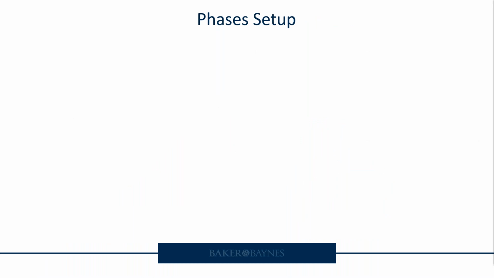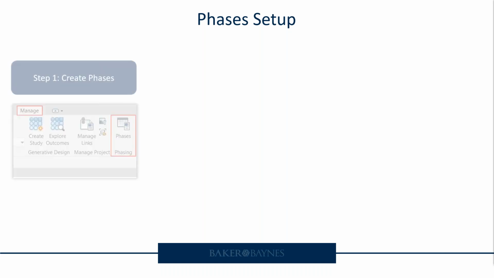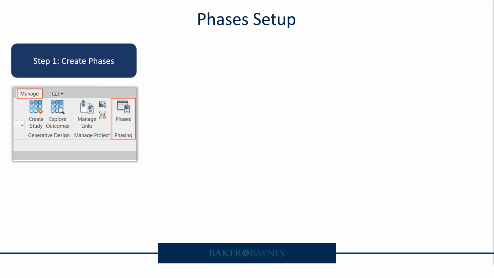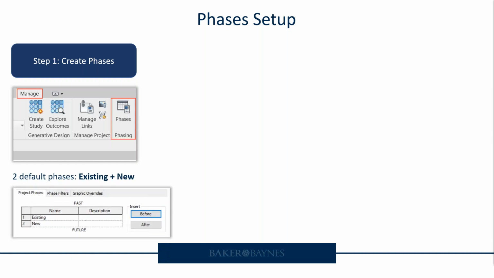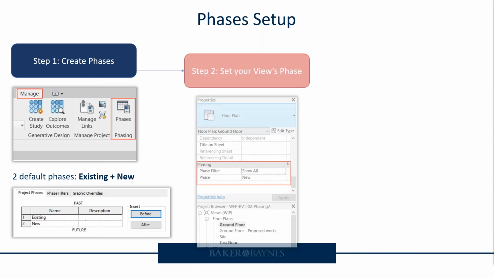Then just looking at the workflow when we are setting up phases. So I'm basically going to just mention the steps now, and then I'm going to go through each in more detail. So first of all, obviously you need to create your phases, and you do so from your Manage tab and the phasing panel. For those of you who've already worked with phases, you will know that there are two default phases, which is existing and none, and they are automatically created.